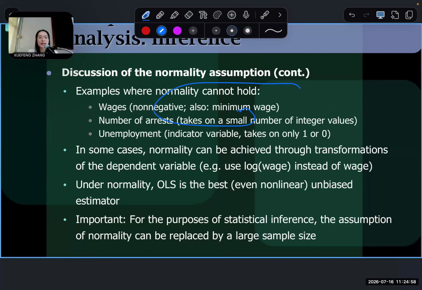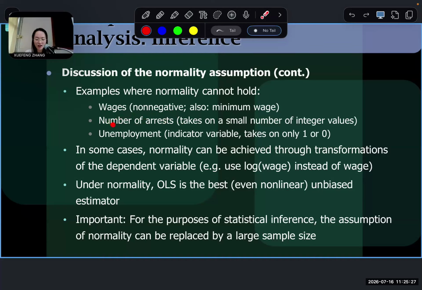Let's look at examples where normality clearly fails, where normality can't hold. Think about wages. The data is non-negative. Also, we have minimum wages, which means wage cannot be normal. A normal curve stretches to negative infinity, but wages can't.